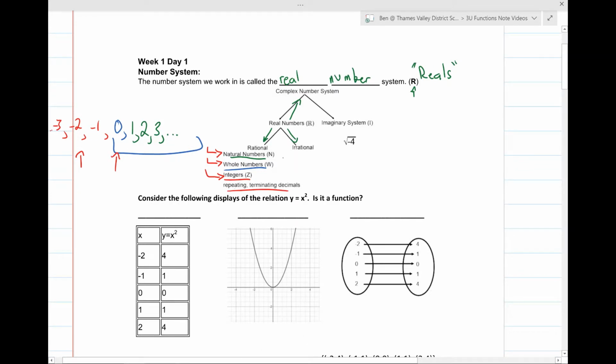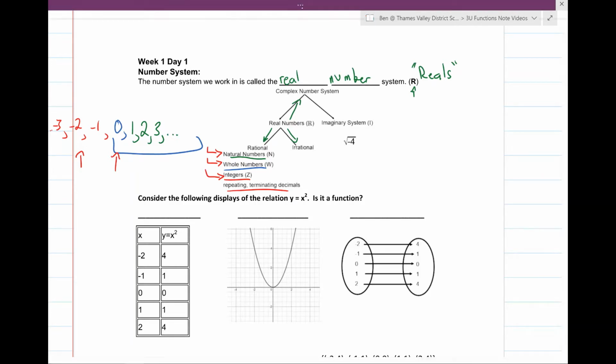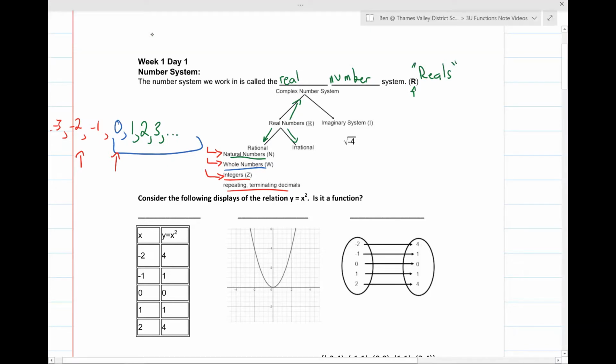Also included in here would be repeating and terminating decimals. So something like a repeating decimal would be 0.191919, and that goes on forever. Or terminating decimals, rather, would just be something like the number 0.191. That's a terminating decimal. Now that we have our basis, the numbers that we're going to be working with in here, you'll see how that comes up a little bit more when we start talking about the domain and range of functions. But I'd like to keep going here.